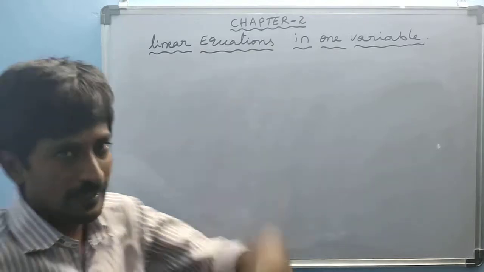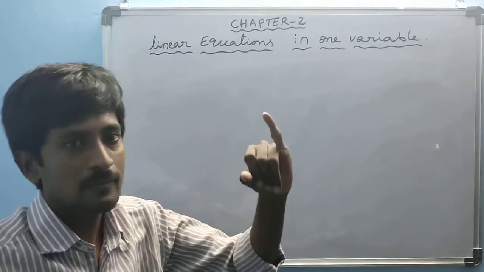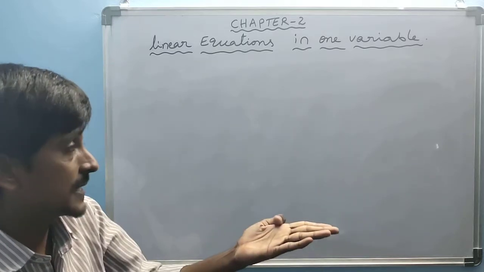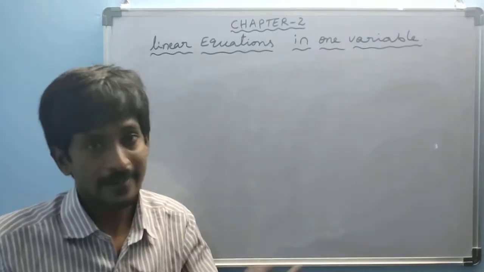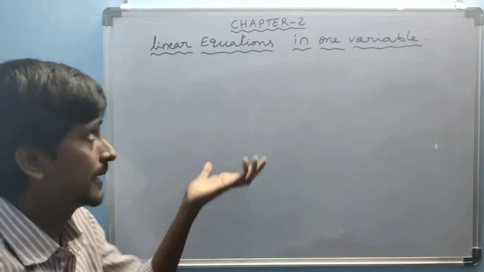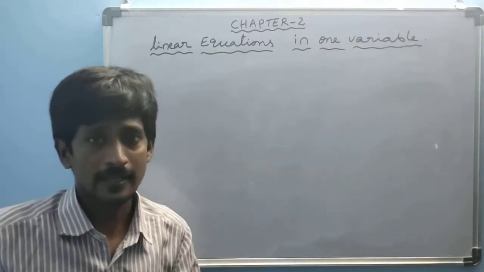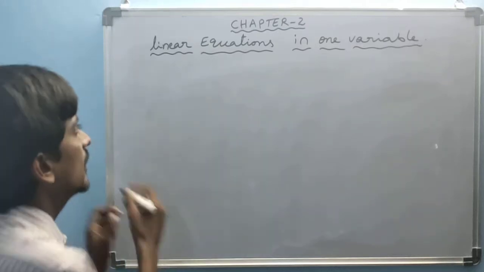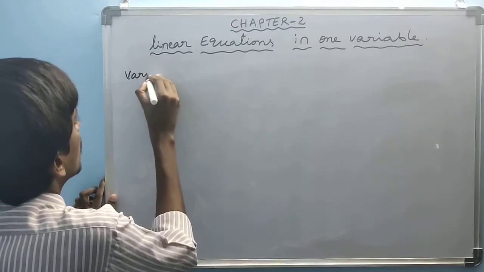Before that, we will try to learn what is a term, what is a variable, what is a constant, what is an algebraic expression, what is an equation, and like that. Okay, let me recall. I think you already learnt it in the lower section. Once I will explain. First of all, variable.